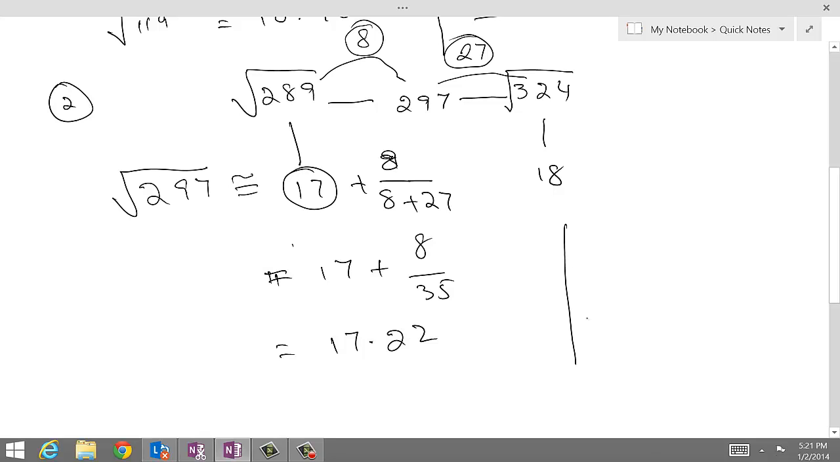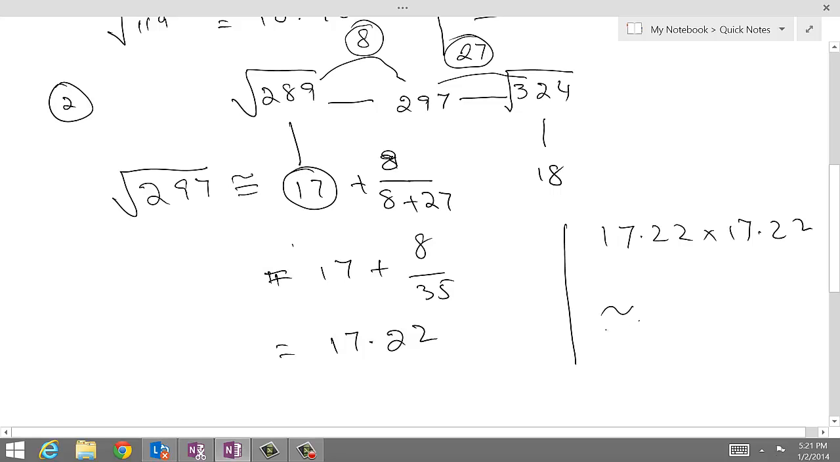If you want to know how close you are, 17.22 multiplied by 17.22 must be approximately equal to 297. But again, remember, this is only an estimate.